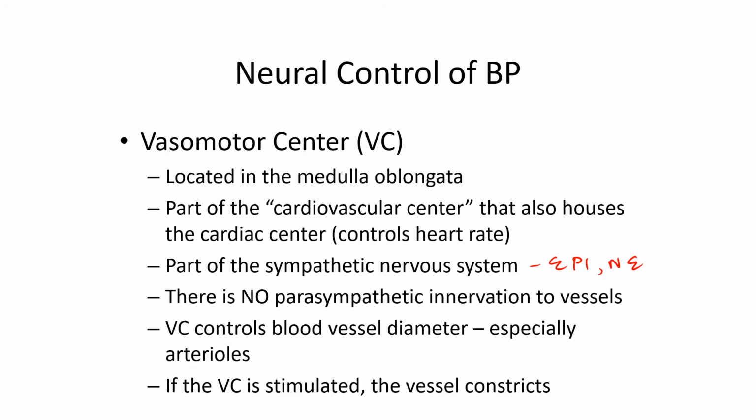So the vasomotor center controls blood vessel diameter. We cannot control vessel length or viscosity. The only type of peripheral resistance we can control is vessel diameter, especially in those smaller arterioles. If the vasomotor center is stimulated, then the vessel constricts. If we stop stimulating the vasomotor center, then what happens to the vessel? It relaxes.